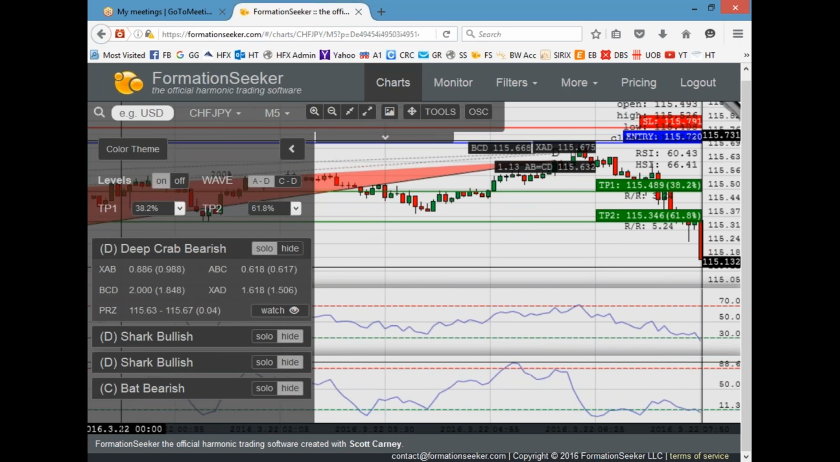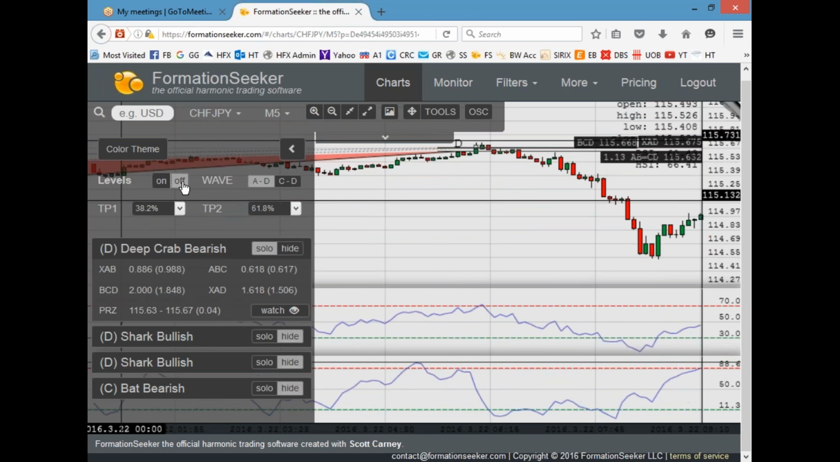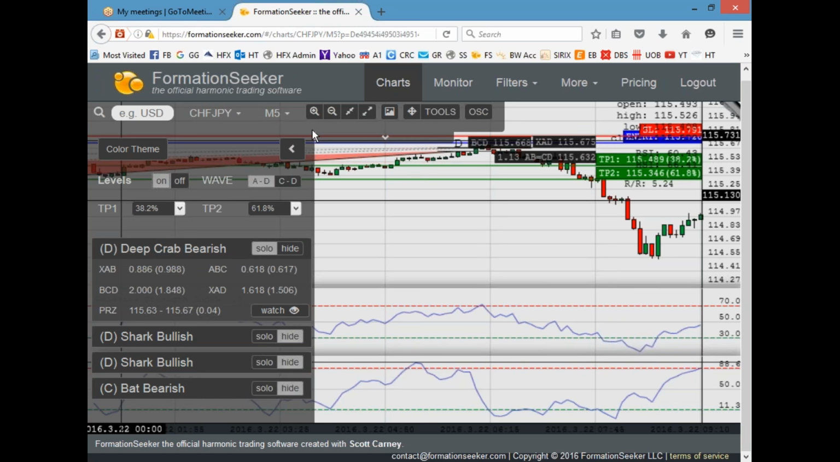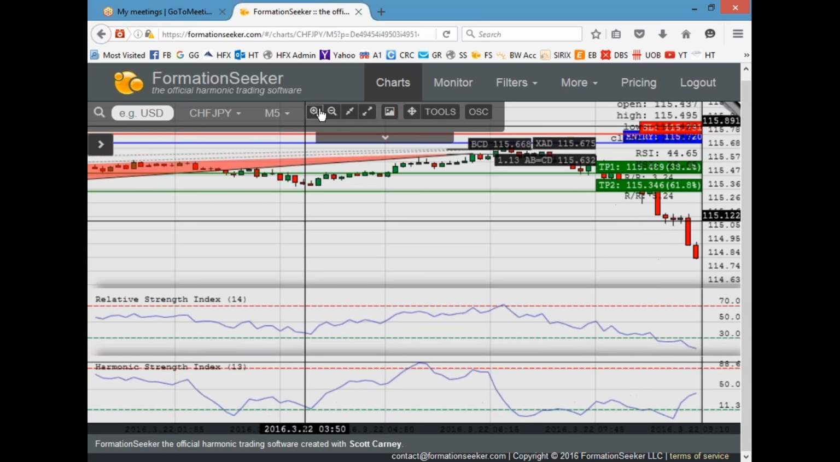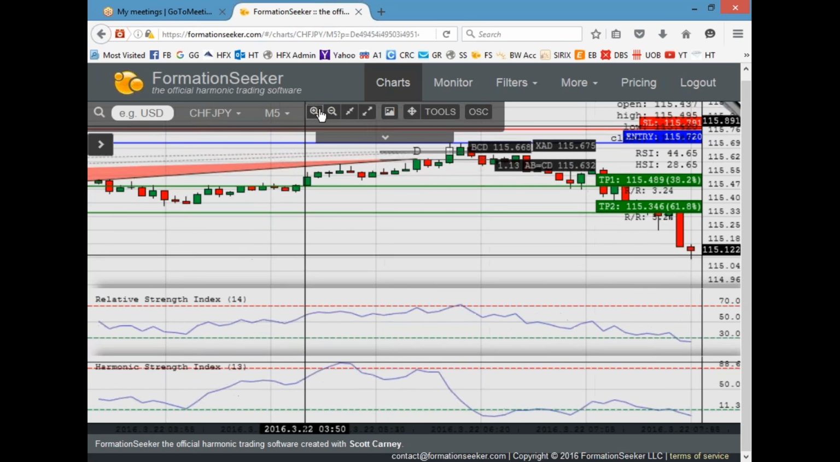Did it touch the PRZ? Good question. Okay, I'm going to, yes. Okay, so take a look at this. I'll turn on the levels. I'll try to fatten it as much as possible.